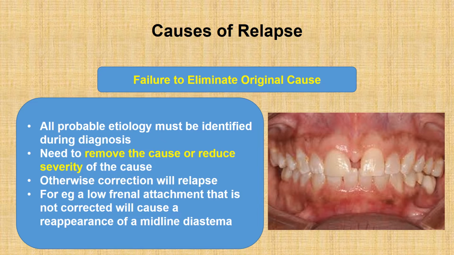Now, the other cause of relapse is if the original etiological factor, the original cause of the malocclusion, has not been corrected. So, at the time of examination and diagnosis, all probable etiological factors must be identified, and these factors must be removed or at least reduced in their severity. If not, correction will relapse. For example, a low frenal attachment that is not corrected will cause a reappearance of the midline diastema.